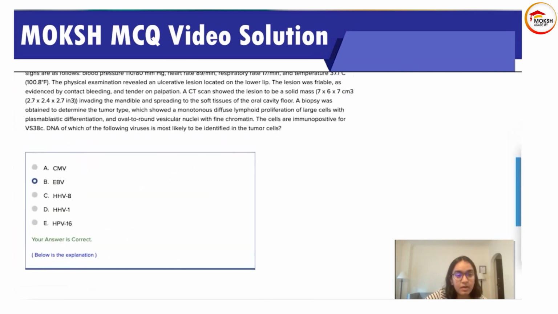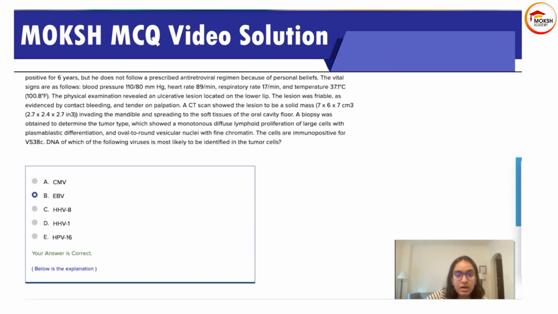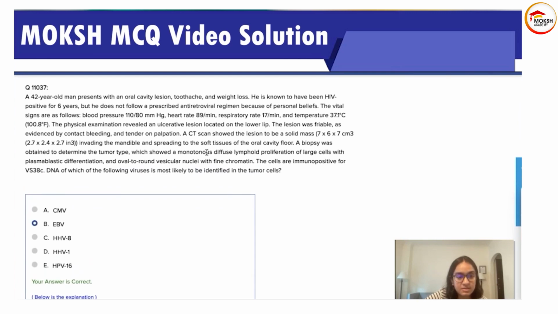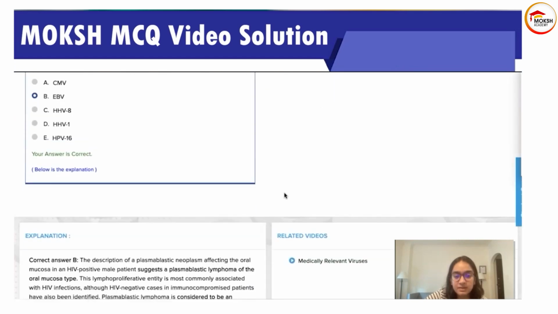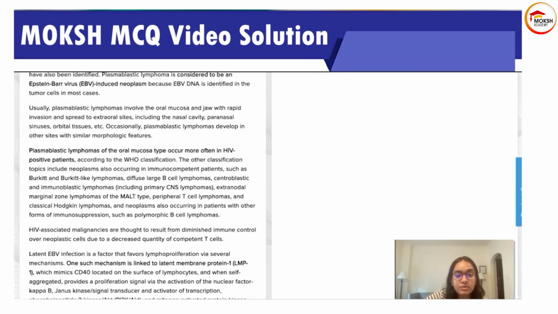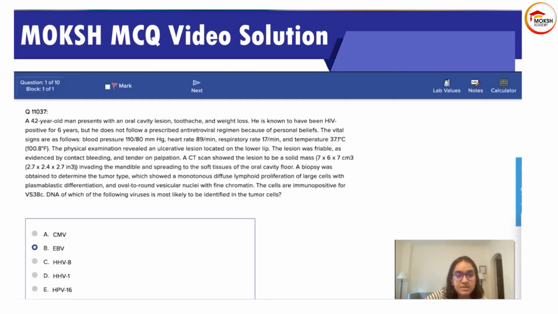HPV. Okay, so this question, I think it's something new. Especially the cancer association with EBV, the plasmablastic lymphoma, which is not something that we come across very often, but a high yield question because you need to know the latent membrane protein 1 and how it mimics CD40. So those would be the takeaway points from this question.